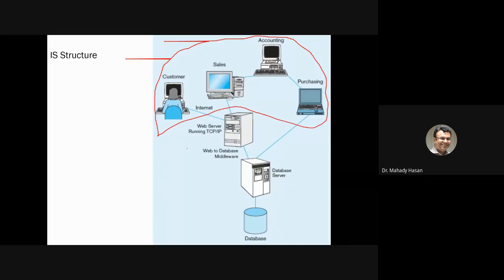We have accounting. Accounting is connected with purchase. Purchase is connected with database. So how many tiers are there? 3. Very good. Purchase itself is a client, connected with database server. So how many tiers are there? 2 tiers. Very good. So this is a complex or hybrid system where we have a combination of 3-tier, 2-tier, and 4-tiers.